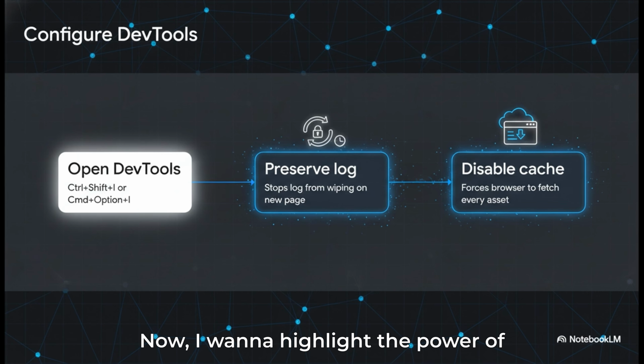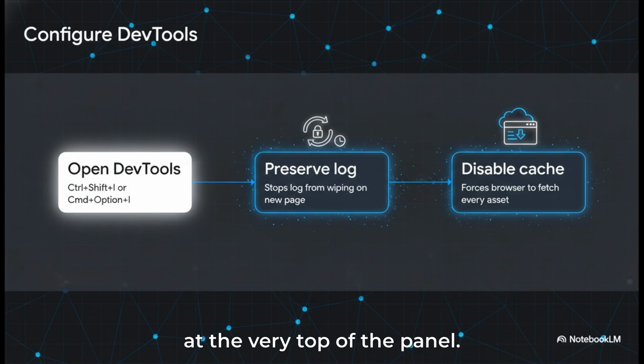Now, I want to highlight the power of 2 tiny checkboxes at the very top of the panel. Checking Preserve Log is an absolute lifesaver. It stops the browser from wiping out your network activity during page reloads or during those wonky multi-page login redirects. If you don't check this, the log vanishes the second it hits a new URL. Meanwhile, Disable Cache forces your browser to fetch every single asset directly from the server, entirely ignoring what's saved locally. This is huge because it ensures you experience the site exactly like a brand new, first-time visitor would.